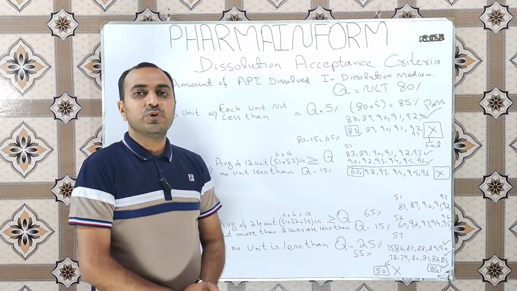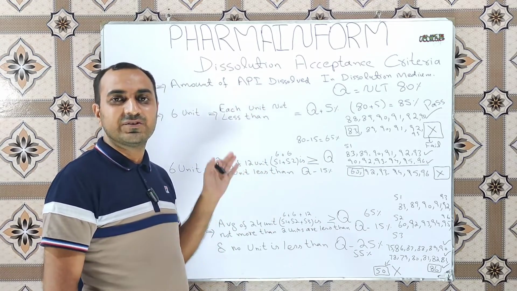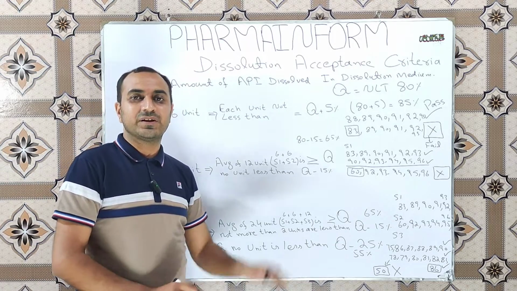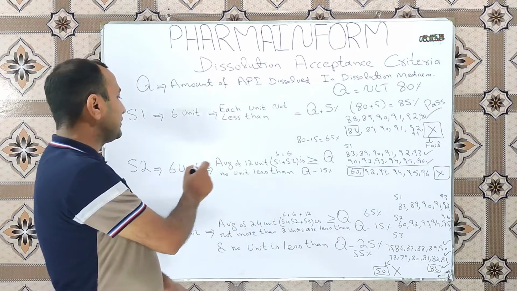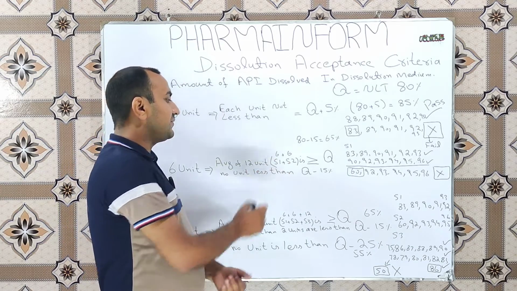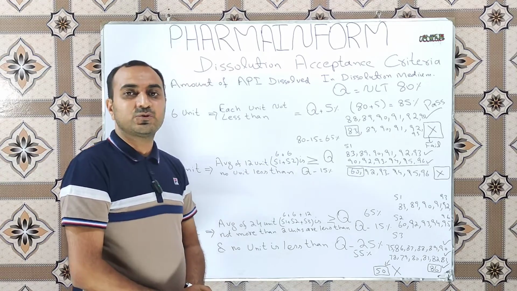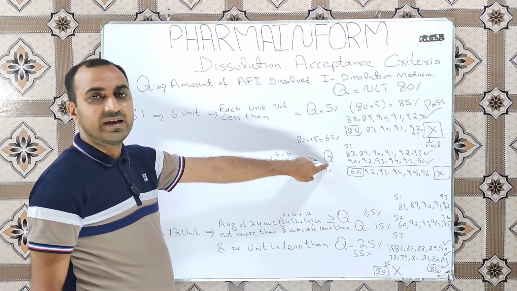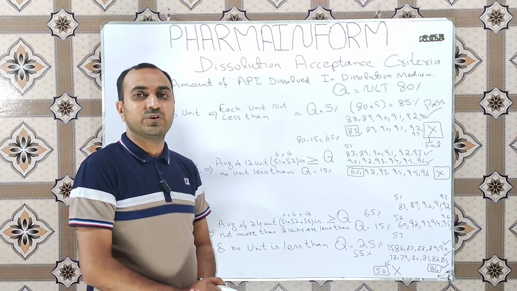Now what we will do, we will go toward the S2 stage. In the S2 stage, we will take a further 6 tablets and perform the dissolution test. What is the acceptance criteria for the S2 stage according to the USP? According to the USP, the average of 12 units, meaning S1 plus S2, 6 tablets of S1 and 6 tablets of S2, is equal to or greater than Q, and no unit is less than Q minus 15.